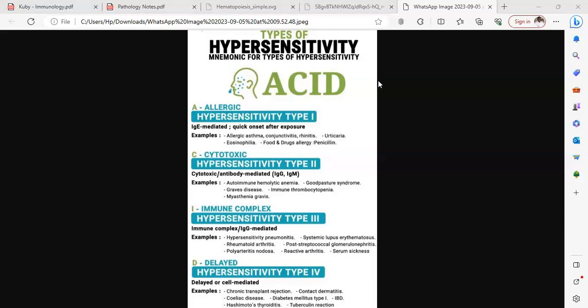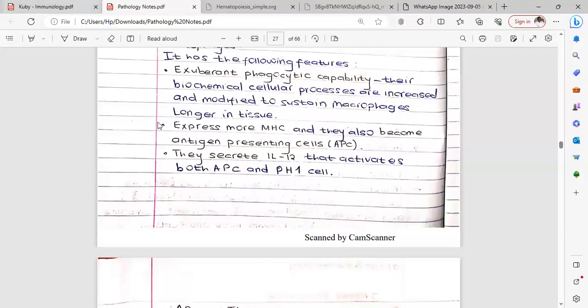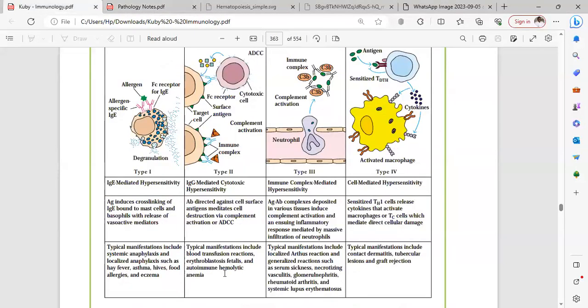Just to add on something on type 2 hypersensitivity, you also have the hemolytic disease of newborn, where in the first pregnancy, the mother produces the IgG anti-Rh antibodies, which affects the fetus in the second pregnancy. Okay. Thank you so much for that addition.